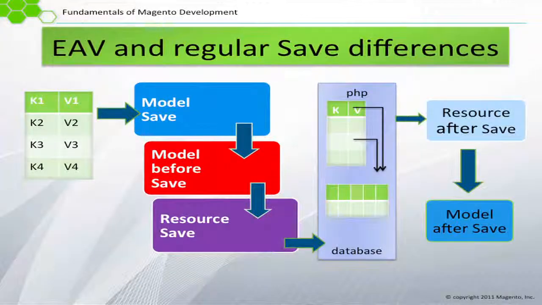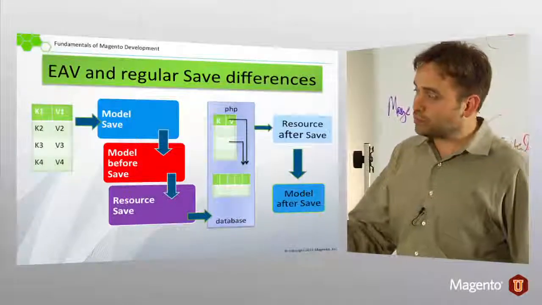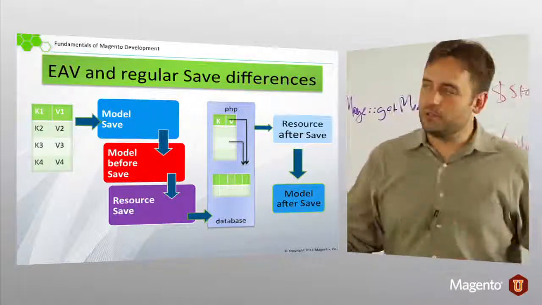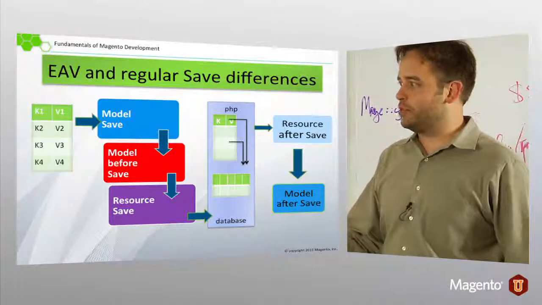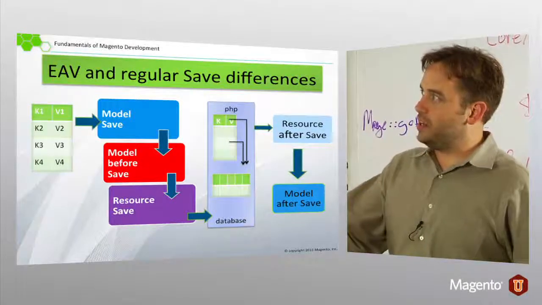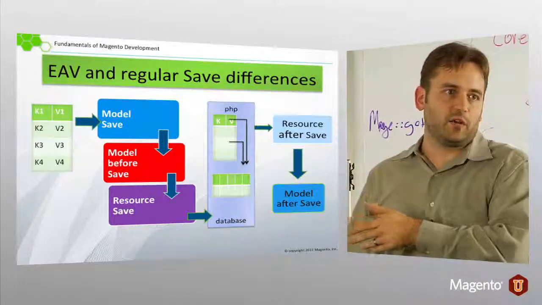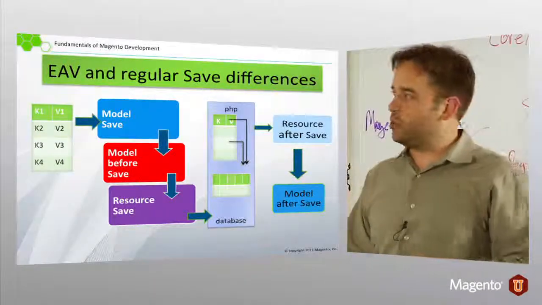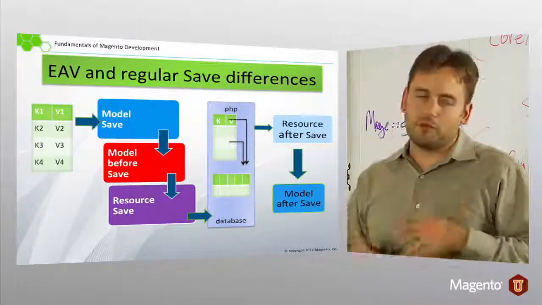Now, EAV, regular save differences. So again, more of the same. Just an extra step in the save process. We have an object that has this array of data in it, keys and values. We call model save, model before save, resource save. Oh, well here, I'm sorry, this is an EAV entity. Here we actually have to break this out into the different tables. Again, another diagram of what the backend type and backend model do. I know this is a lot of information. It's a lot more fun to work with it.